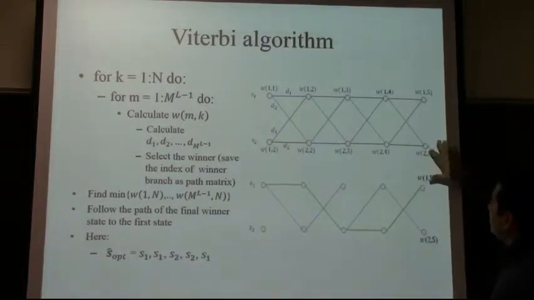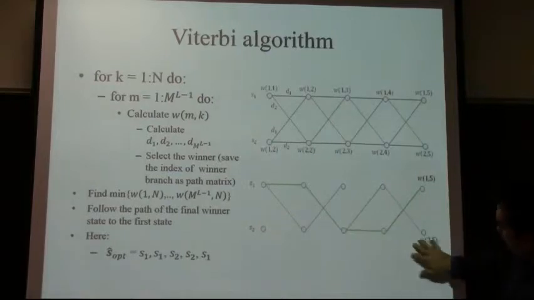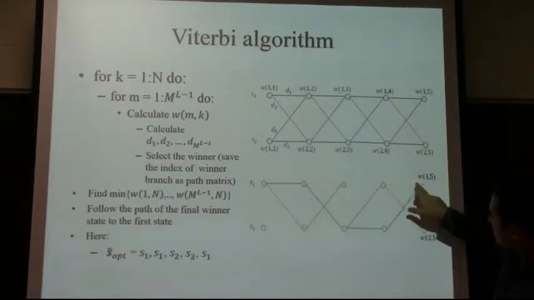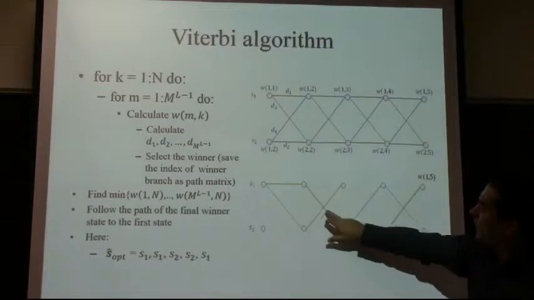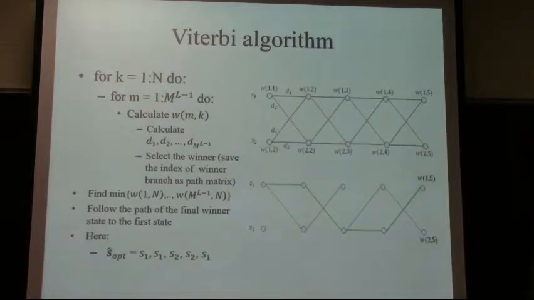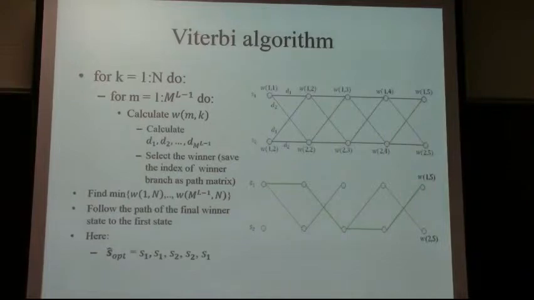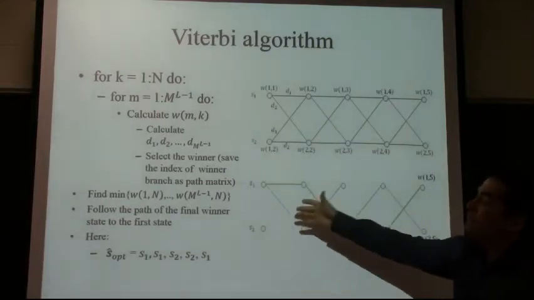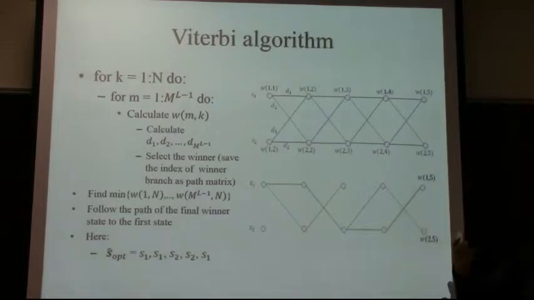When you are done, you have something like this. Each of the states has just one incoming branch, and you have M to the power L minus 1 states. The only thing you need to do is find the minimum one. What exactly does that mean? It represents the sequence with the minimum distance, the minimum weight, from the received samples, the sequence of received samples.